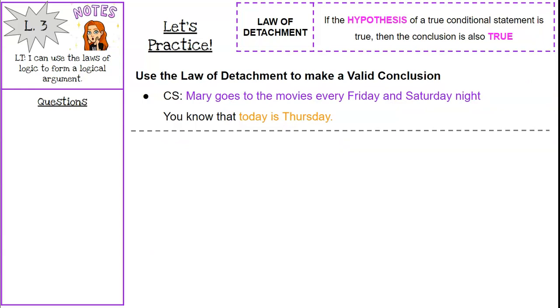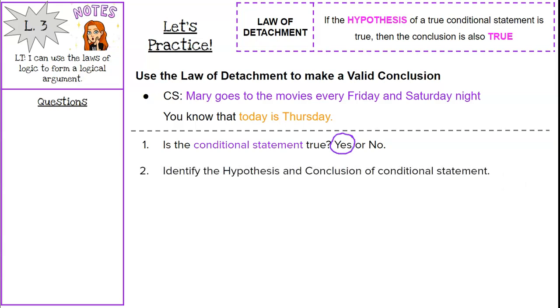So one more example here. Use the law of detachment to make a valid conclusion. Mary goes to the movies every Friday and Saturday night. You know that today is Thursday. So, again, is the conditional statement true? Yes or no? Well, it's just a given fact. Mary goes to the movies every Friday and Saturday night. That's what we're told. So yes, it is true.